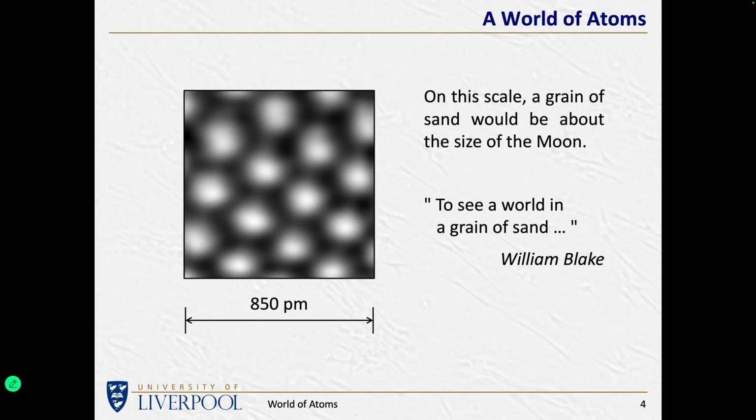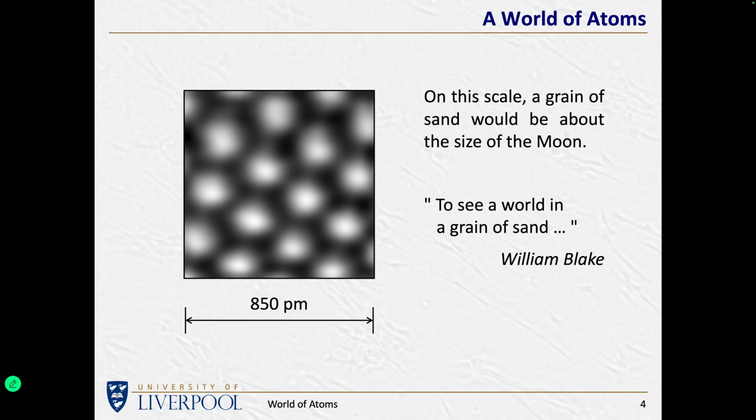This is an image taken from a scanning tunneling microscope. It's effectively the microscope that gives you the highest magnification. Notice that this particular image has a scale of less than 1 nanometer. So 850 picometers, where 1 picometer is a 1,000th of a nanometer. There are 1,000 nanometers in a micron and 1,000 microns in a millimeter. So you can see that this is a very high magnification image.